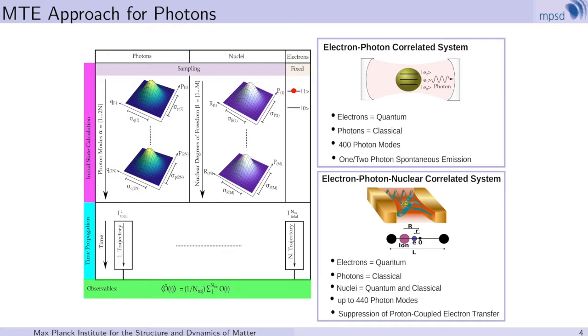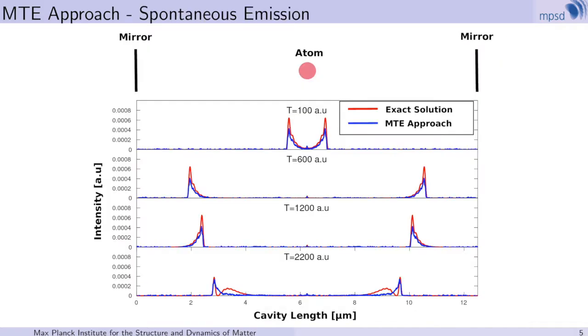So let's start with the first one, the electron-photon correlated system. In this case, as I said, it's going to be a super simple setup. We just have a two-level system in a cavity, and we have an excited electron that drops into the ground state and emits a photon. And what you see here, the red curve is the exact solution, and the blue curve is the MTE approach, so the classical trajectories for the photons. And as you see, our approach is capable of describing the spontaneous emission. You see the wave packet moving through the cavity, getting reflected, and coming back to the atom. Even more so, if you zoom in on this middle peak at the atomic position, we find that our approach can even capture polariton peaks at the atomic position.